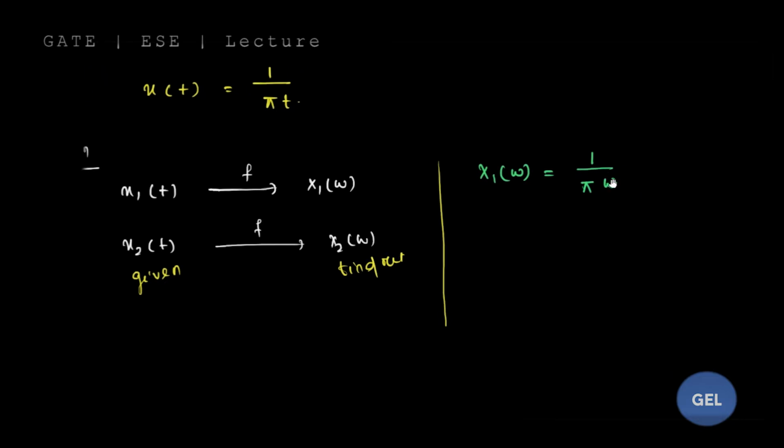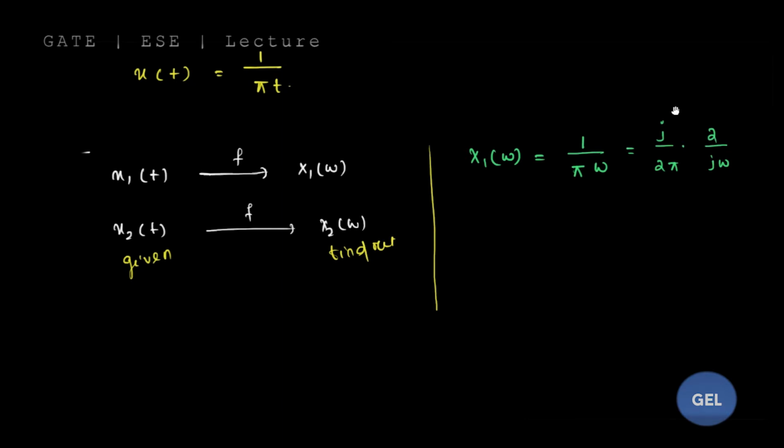So 1 by pi omega can be rewritten as j by 2 pi into 2 by j omega. Yes or no? I have just multiplied and divided. You got this point. Now I just rewrote this format in order to reach signum t. Now this value is extra. So X1(omega) we got as j by 2 pi into 2 by j omega.